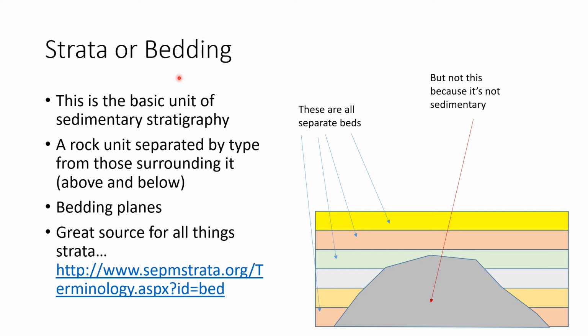Strata or bedding, these are our basic units, and they're laid down as beds of sedimentary material. And at least originally, they're laid down horizontally in flat-lying strata. And each of these individual things are going to be our units, our bedding planes.